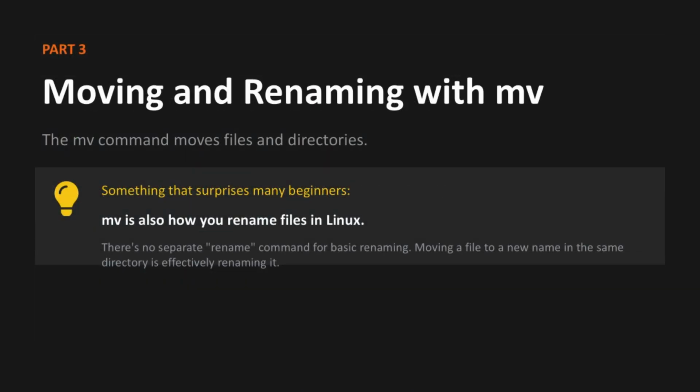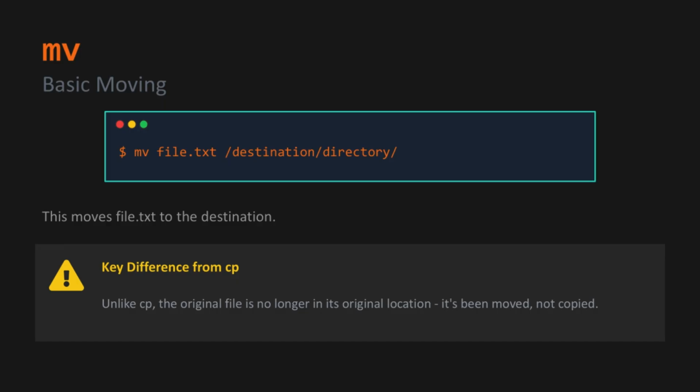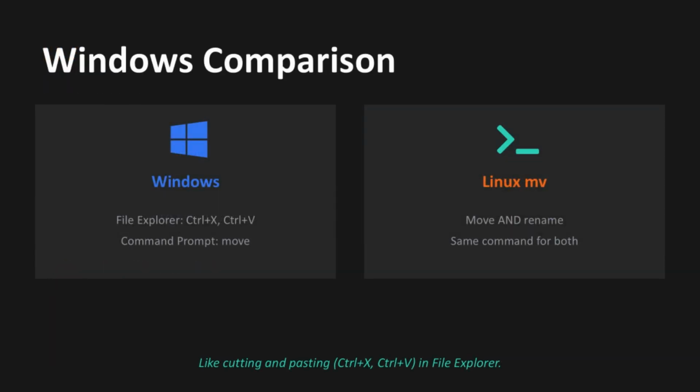Now the MV, the move command, moves files and directories. But MV is also how you rename files in Linux. There's no separate rename command for basic renaming. Moving a file to a new name in the same directory is effectively renaming it. So see a basic moving command here on the screen. Just got the MV, the file name, and then the directory path, the destination path. And it just moves the file. Rather than copying it, it moves it. So the original file is no longer in its original location. You still just have one file, not two, with move. Whereas with copy, you would have two.